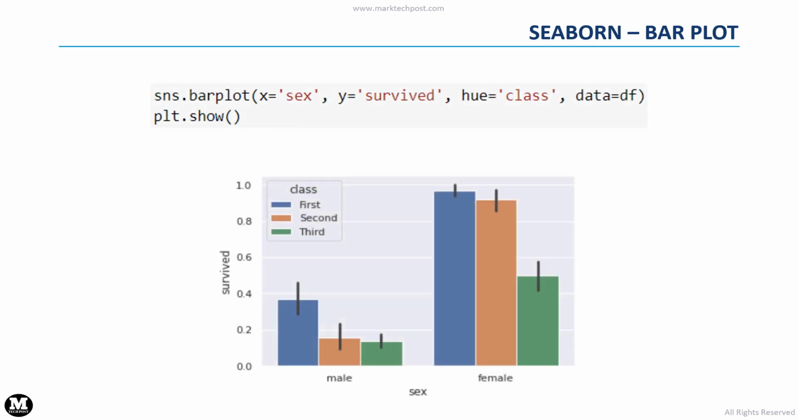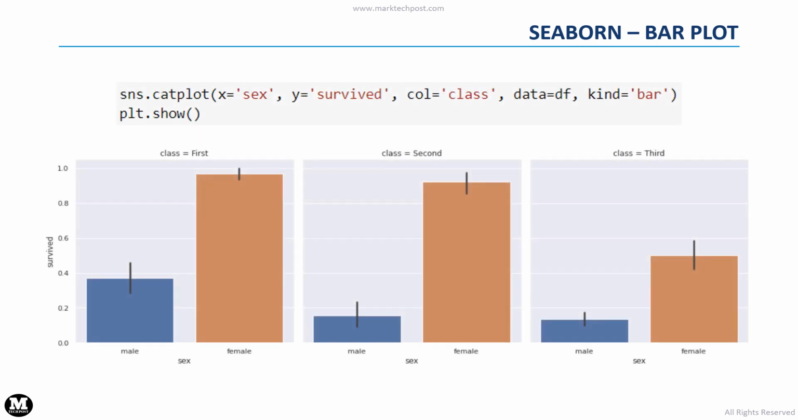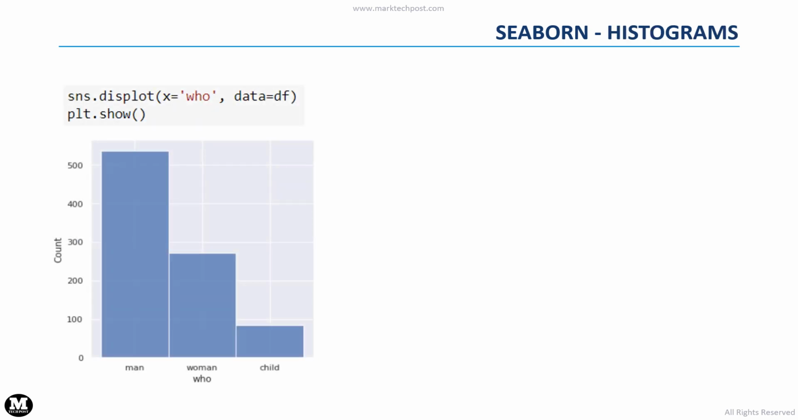By leveraging the hue argument, we can plot interesting information based on the sex and the class of the survivors. Thanks to a category plot, we can draw the same information but in separate plots. Also with the distribution plot, we can count the data frame entries with the same value on a specific column.